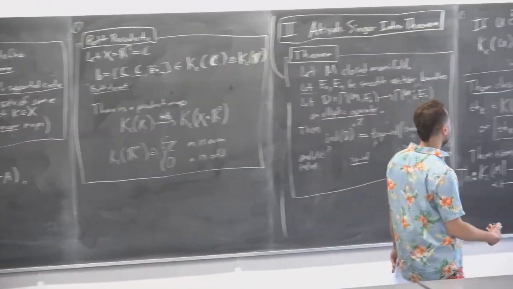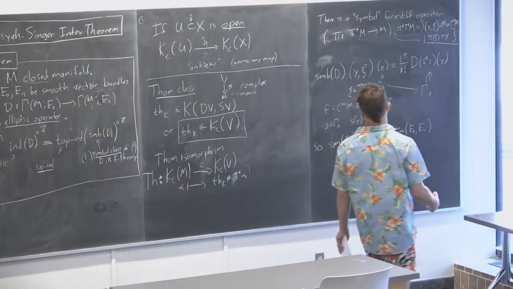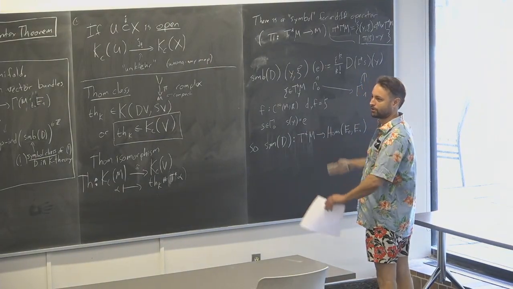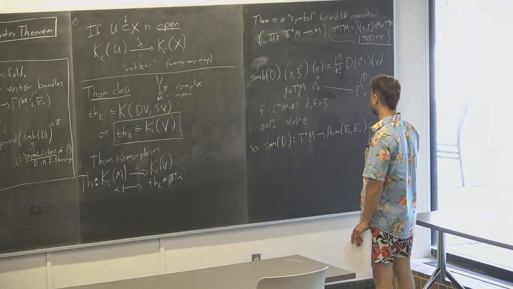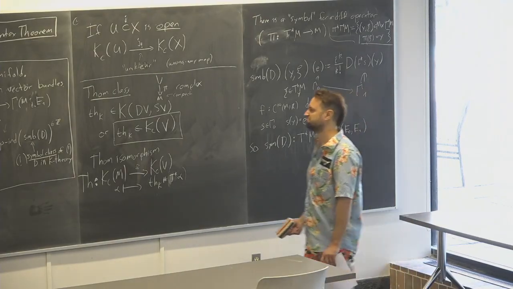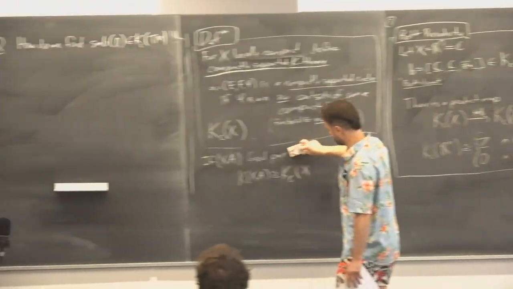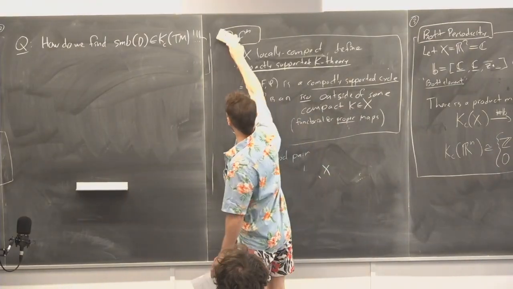Not sure where to get compact support from. You might just have to do, like I said, choose a compactly supported function and just truncate your thing away from the zero section. Something like that. Yeah, I don't really want to speculate too much because I'm sure I'll say a lot of wrong things. I think I can try to figure that one out.